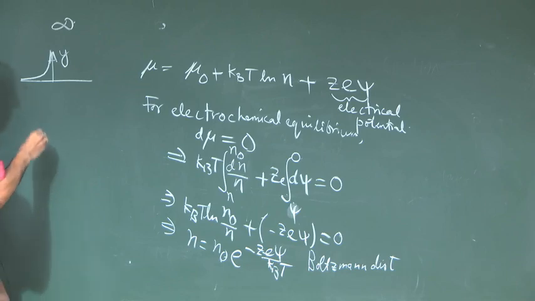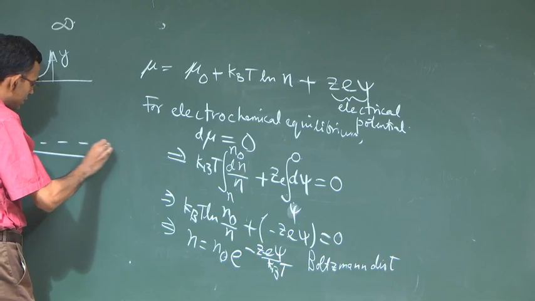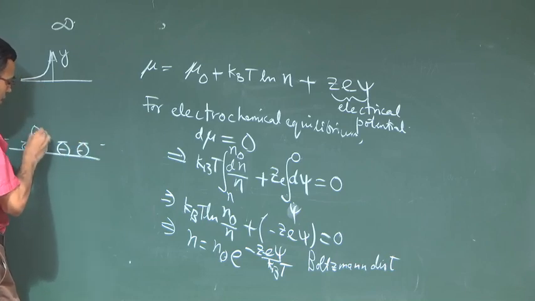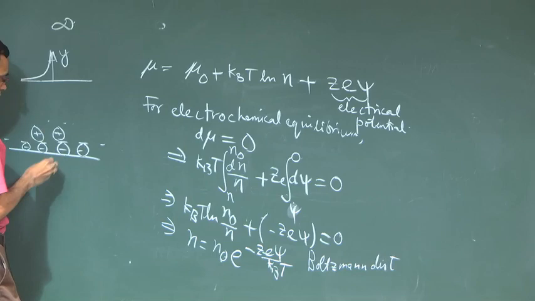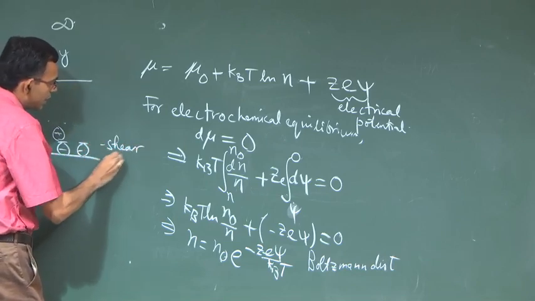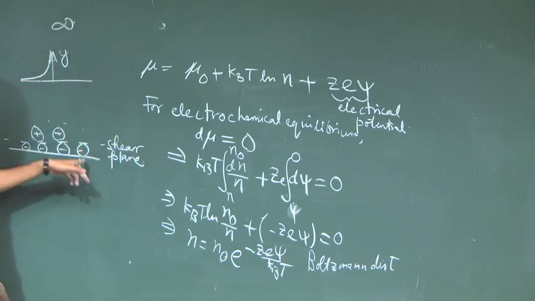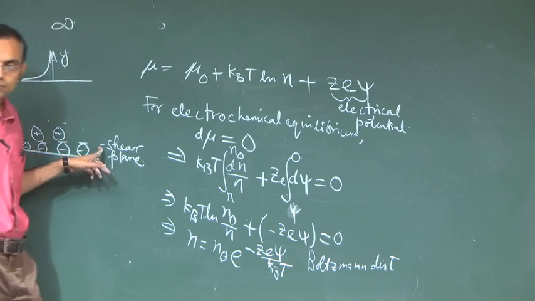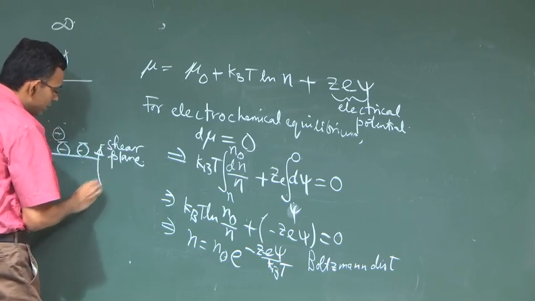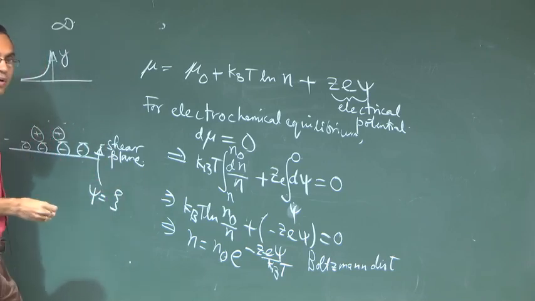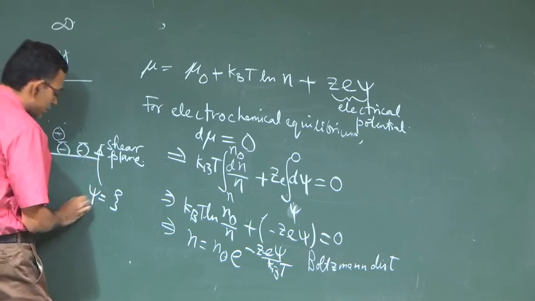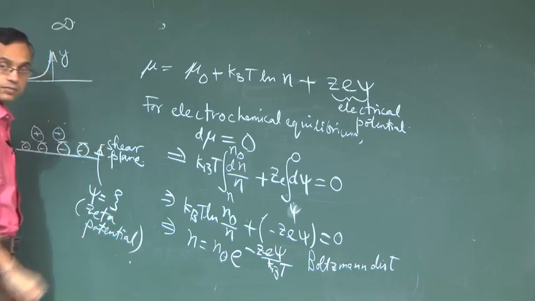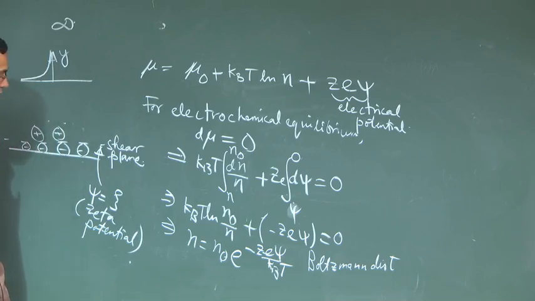So now if you think of the electrical double layer, you have the Stern layer like this and the diffuse layer like this, whatever. This demarcation between the Stern layer and the diffuse layer is called as shear plane, and the potential at the shear plane is called as zeta potential. So here you have psi equal to zeta. This is a very important parameter in electrochemistry.